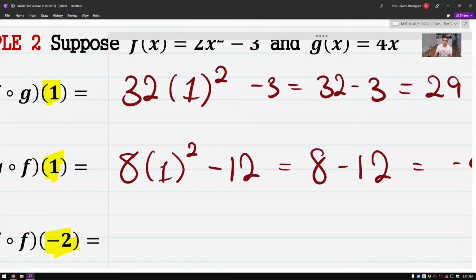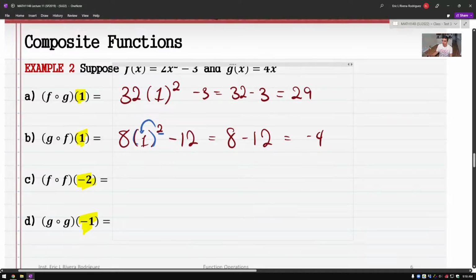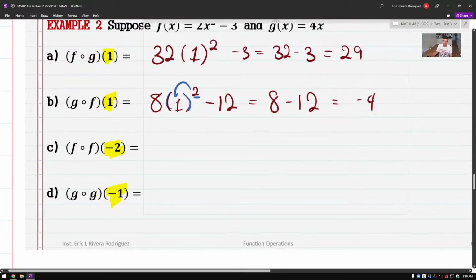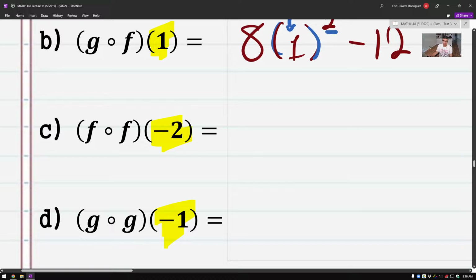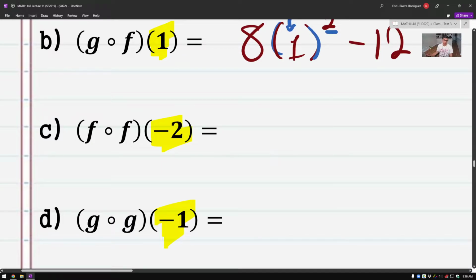Yeah, that's a good question. Let's see. Okay, so we have the power here, right? And this power will apply to anything that is within this parenthesis. Good question. Now, I don't know if this is confusing for you or not, but we are going to create a composition with a new function with just one function, because we're going to create f composition of f.